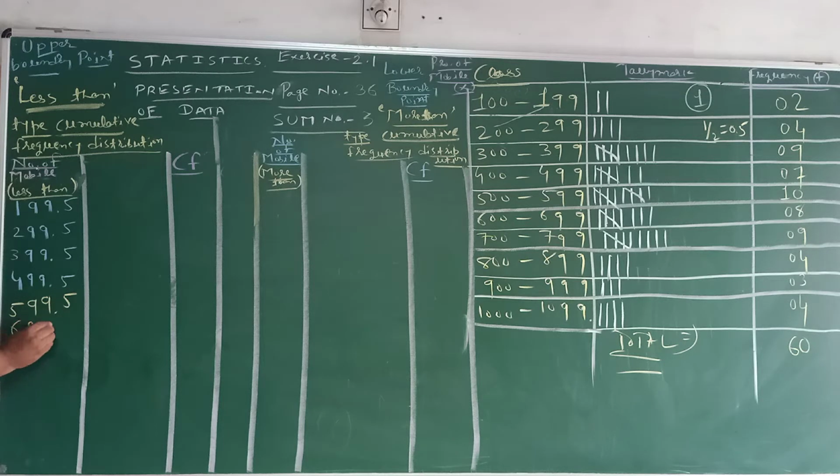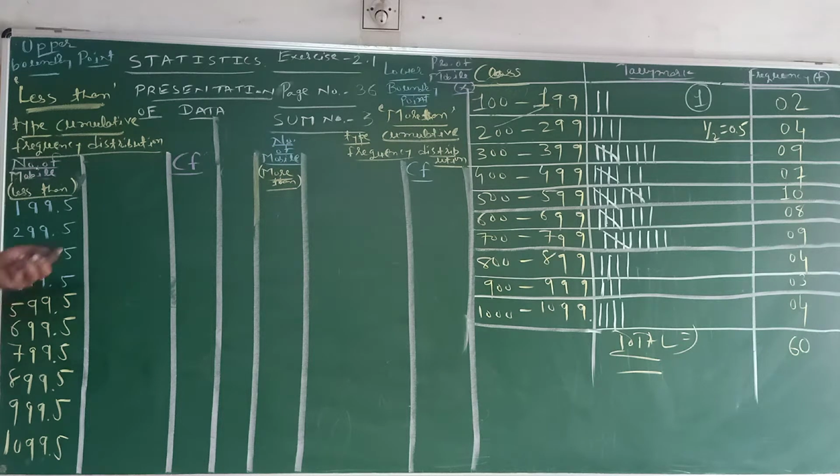599.5, 699.5, 799.5, 899.5, 999.5, and the last class is 1099.5. These are the upper boundary points.